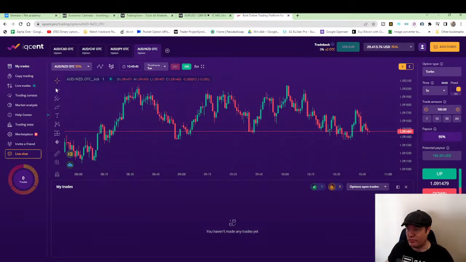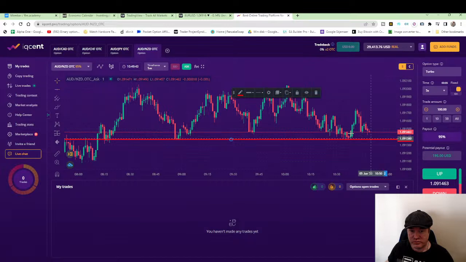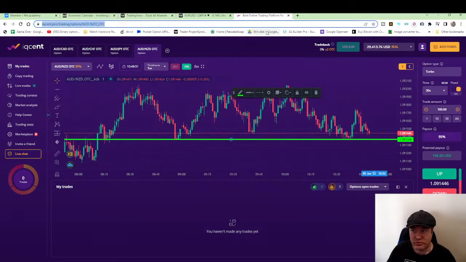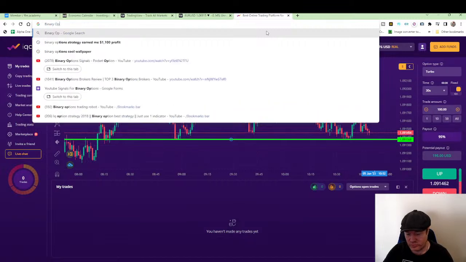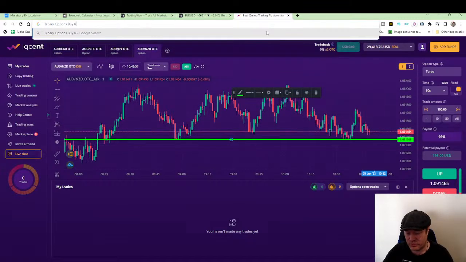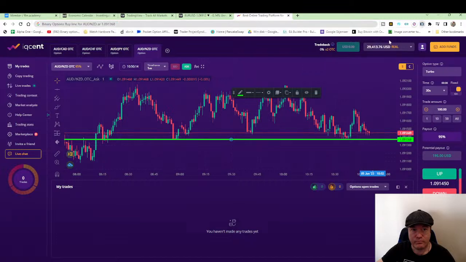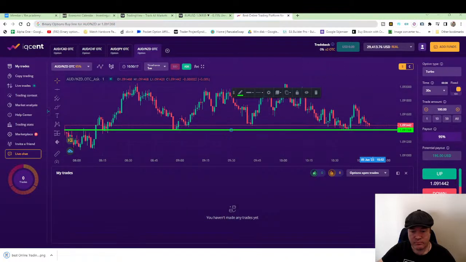We do actually have one in the bottom here. That one is pretty close. Let's take a green line there. Let's take 30 seconds. We are ready to take a trade. I'll start to write also. Binary options buy line for AUD and set it at 109.13, 68. We are ready to take the trade.